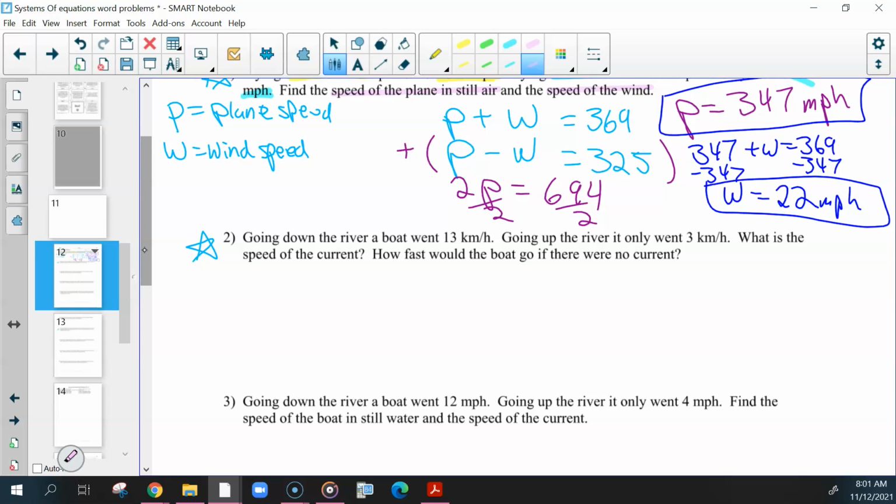So just as before, important information. Down the river, the boat went 13. Up the river, it only went 3. So that would be like going against. We need to know the speed of the current or the speed of the river. And then the speed of the boat.